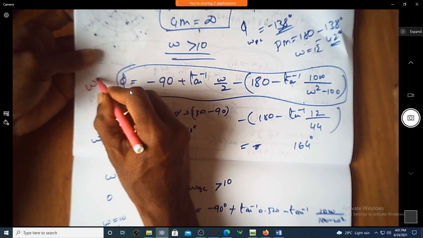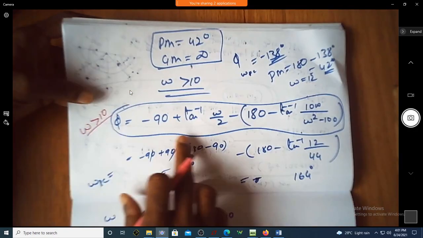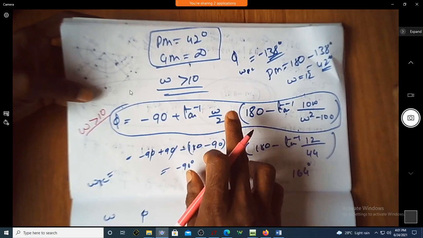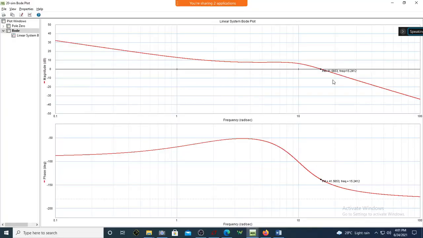Since we substituted that value of omega GC over here, we got 42 degrees, which is verified in 20-sim also: 41.83 degrees. Correct? So this is how you can do these things. Very interesting. Shall we do one more?